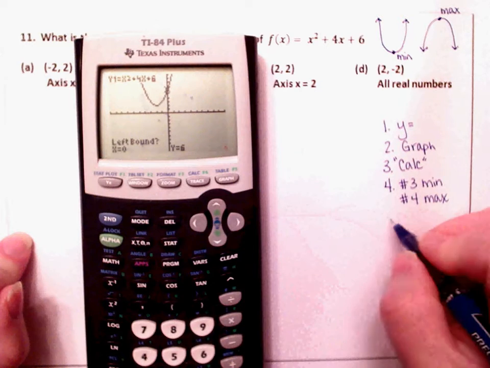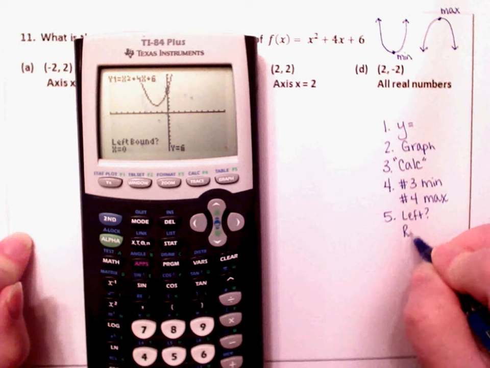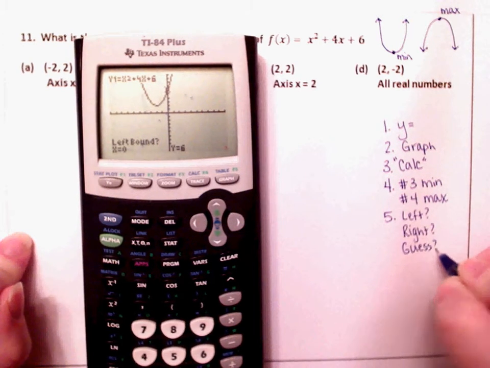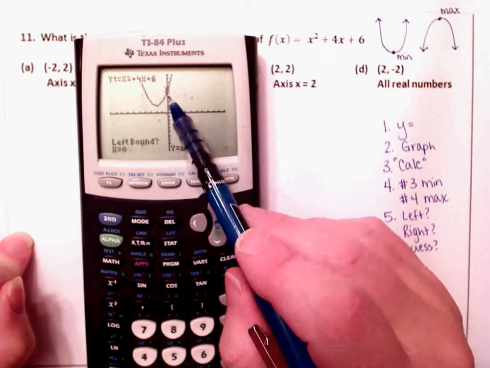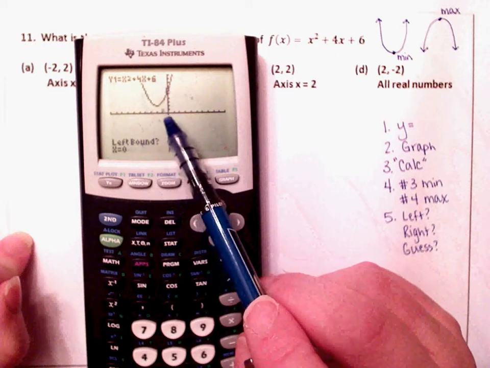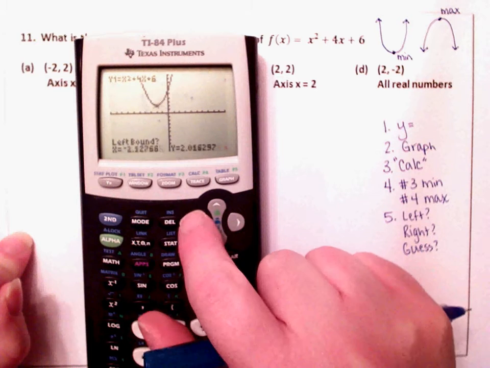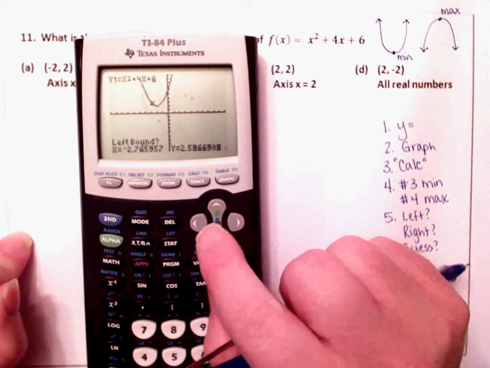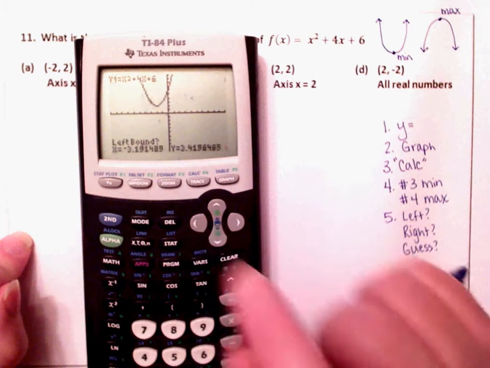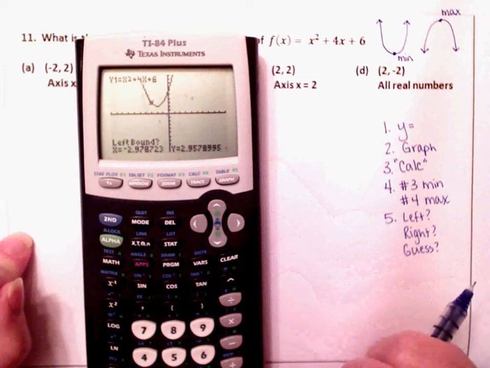My calculator is going to ask me 3 questions. It's going to ask me for the left bound, the right bound, and to guess for the vertex. When it says left bound, you can see this blinking cursor on your screen. It's wanting you to put it to the left of your vertex somewhere. So I'm going to hit my left arrow to get it over there. It doesn't have to be in a particular place. It just can't be so close that it might be on your vertex. It doesn't matter if you go way left or just a little left. Just make sure you're to the left and press enter.